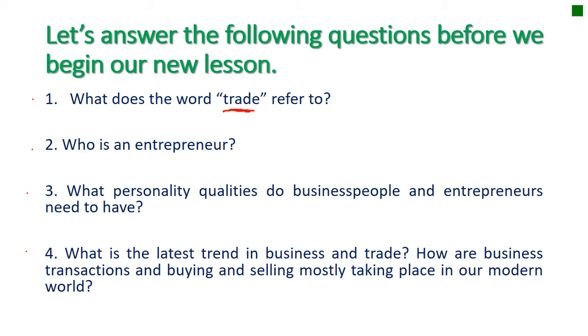Number 4, what is the latest trend in business and trade? How are business transactions, exchanges, buying and selling, mostly taking place in our modern world? Your last item, the last item you bought, how did you buy it? I would say most of you bought it online. Okay, so online trading, online business is the latest trend. We get a lot of commodities online. We can sell online, we can buy online, and it's the next big thing. We are living at an age where everything has become related to the internet.